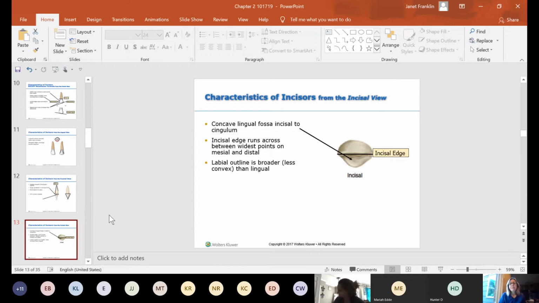Your labial outline is broader or less convex than the lingual. So if you look at the top surface, you've got the tooth and you're looking at the incisal edge. The top of it is wider and not as bulbous or as rounded as the lingual. See how the lingual is much wider as far as how much it sticks out? We'll look at these a little bit more closely on the teeth too in lab.